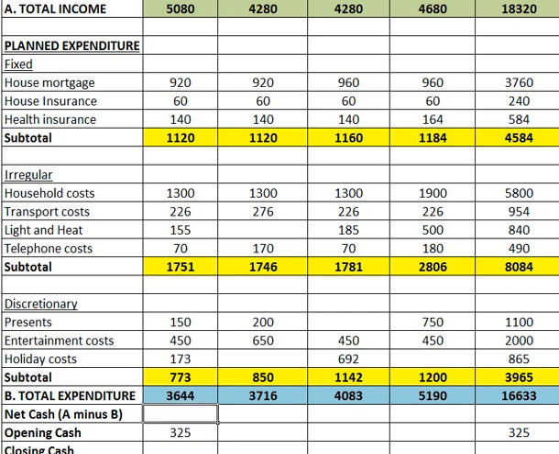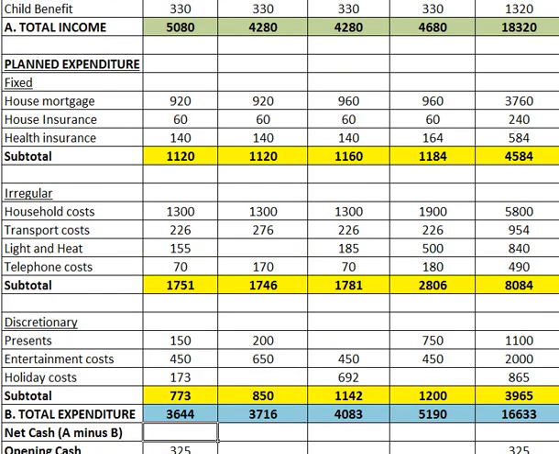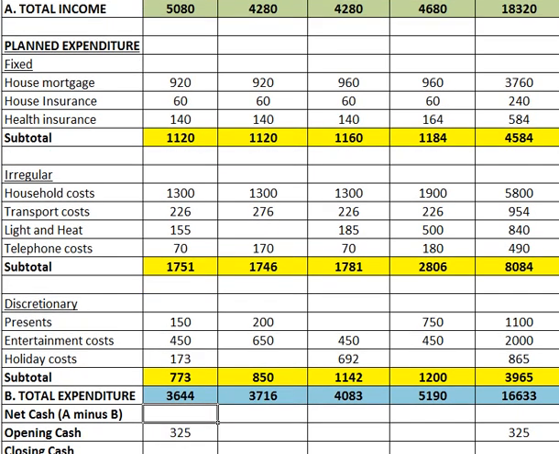Okay, net cash, the amount of money they have left over each month. How we get that is we take A, you see A marked up here, total income, minus total expenditure for each month, A minus B. So the amount of money they have left over each month, what they plan to earn in income minus what they plan to spend. So income less expenditure for each month.